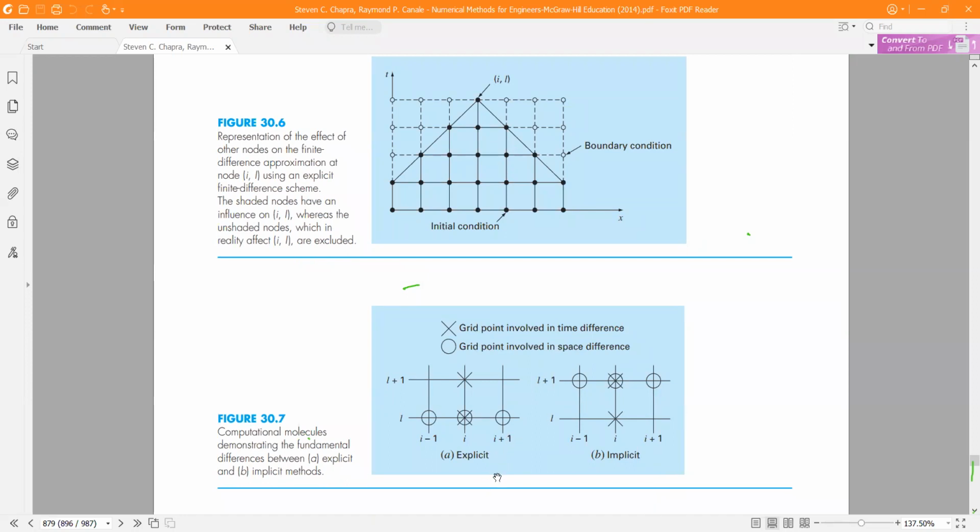The computational molecule is shown there. In figure A of 30.7, you see the nodal points involved in approximating your second derivative in space and the first derivative in time that I talked about earlier. For the implicit case, this grid will take this form. So you see that your time derivative will be calculated in this way.